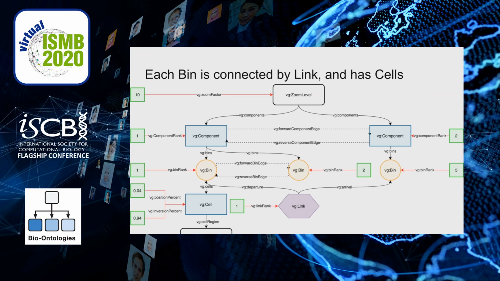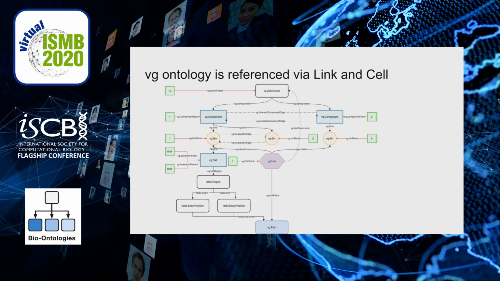In addition, in some cases, nonlinear links connect between bins. To represent this, a link has a departure and an arrival to bins. You might wonder how to connect this Pantograph ontology to the bio-ontology. Actually, cells and links have edges to the VG path. So this Pantograph ontology can be inferred from the original variation graph. That's the design of the Pantograph ontology and bio-ontology.